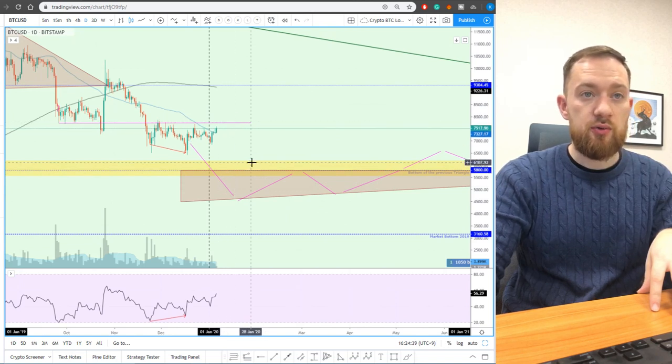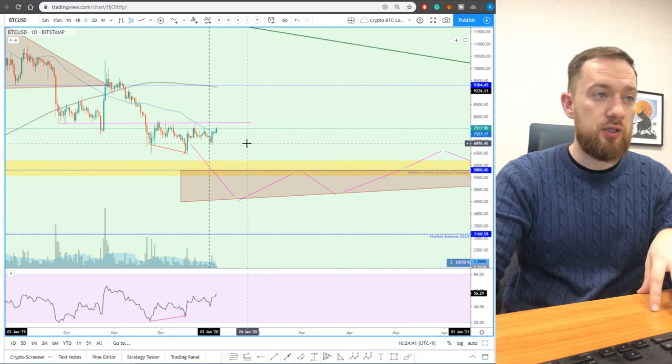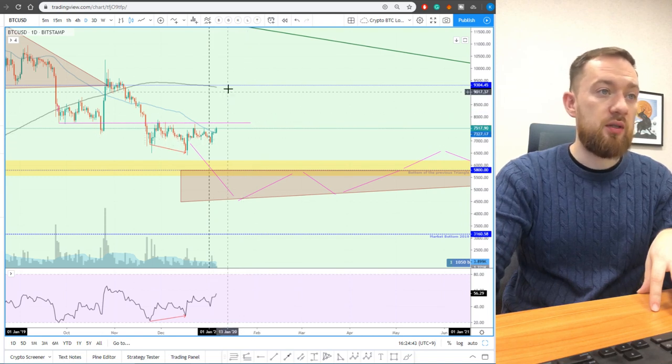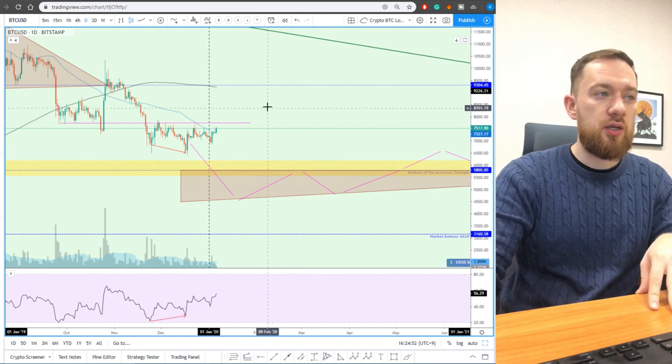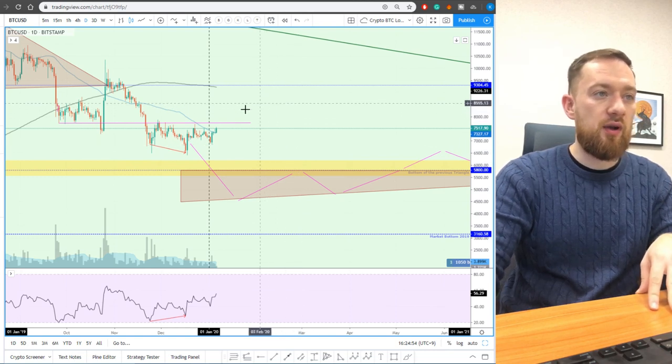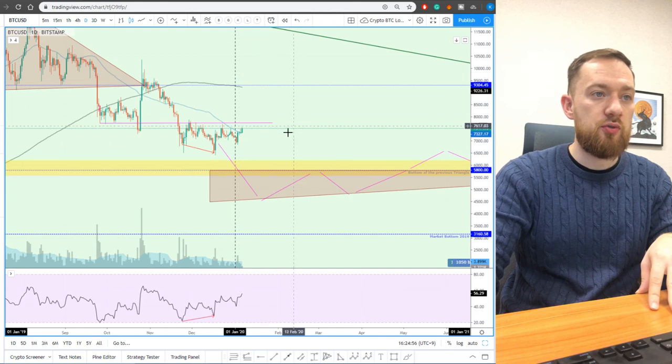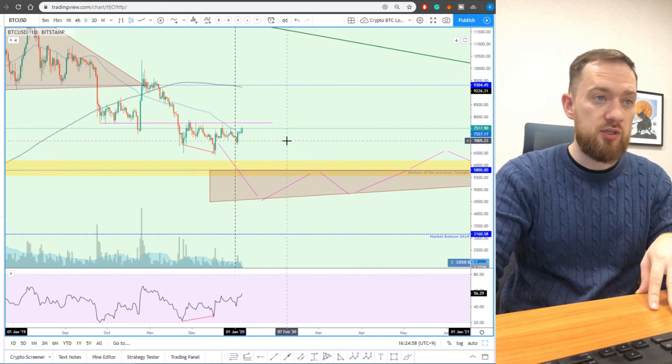So the crucial point here, the local resistance, is around 7,500. If we break this one, then we should expect another one, the 200 MA, which is going to go down. It's currently at 9,200, so somewhere in the region of 8,500 the price and the 200 MA will meet, if the price will break this resistance.